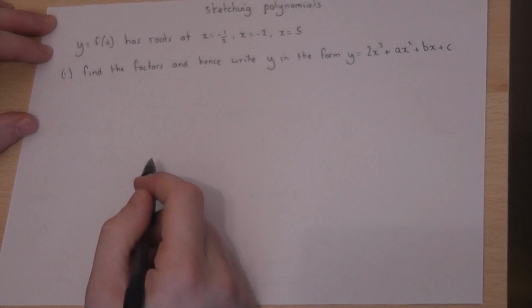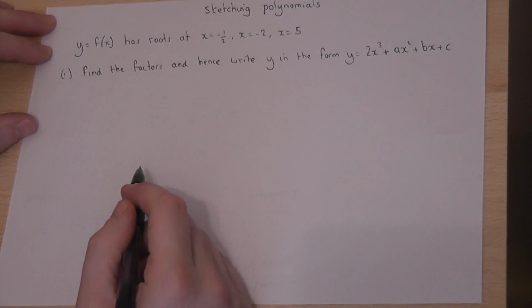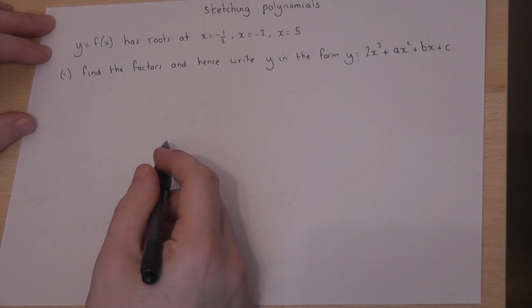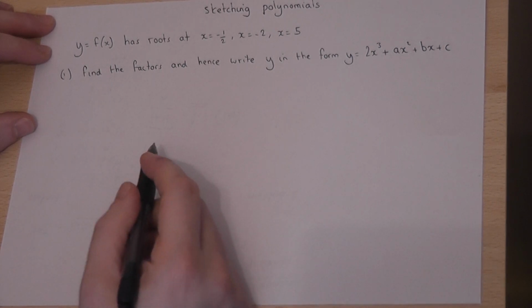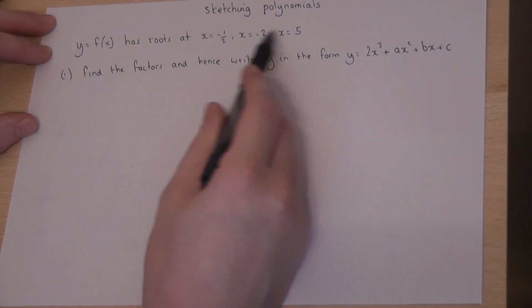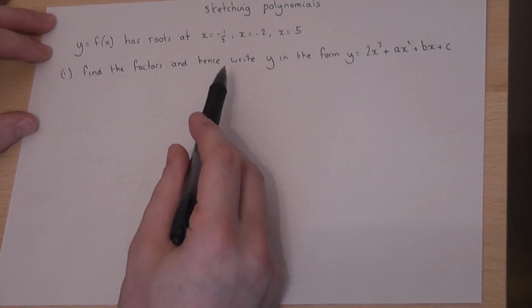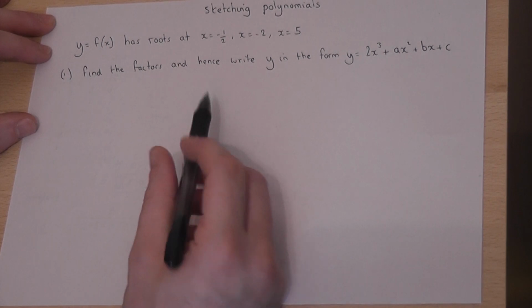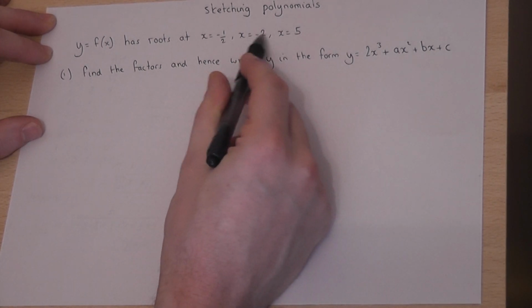This video looks at an example of what's called the factor theorem. We're told we have some polynomial which is cubic, which has got 3 roots at these 3 values. Now, if we know the roots, we can actually just write down the factors. Now, those two are probably easier.